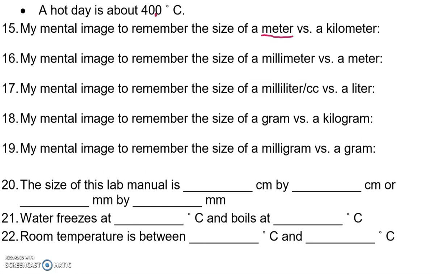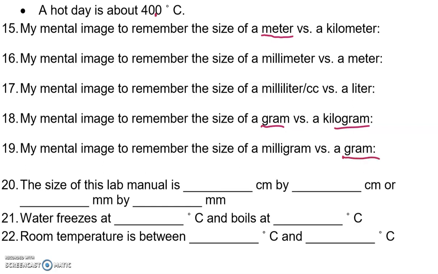And a milliliter or cc versus a liter. A milliliter is about 30 drops, not that much. A liter is 2 of those smaller 500 ml water bottles, or 1 bigger liter-sized water bottle. A gram, picture a small paper clip. And a kilogram, well, 1 liter of water would weigh 1 kilogram. So that's sizable. And a milligram, that's just a grain of salt. A gram is about 30 drops of water, something like that.